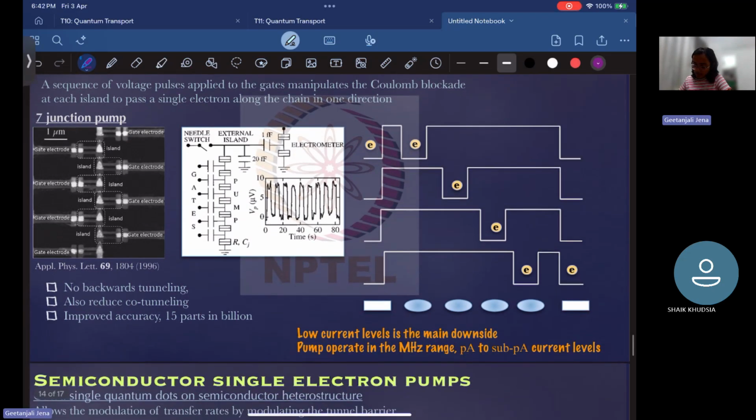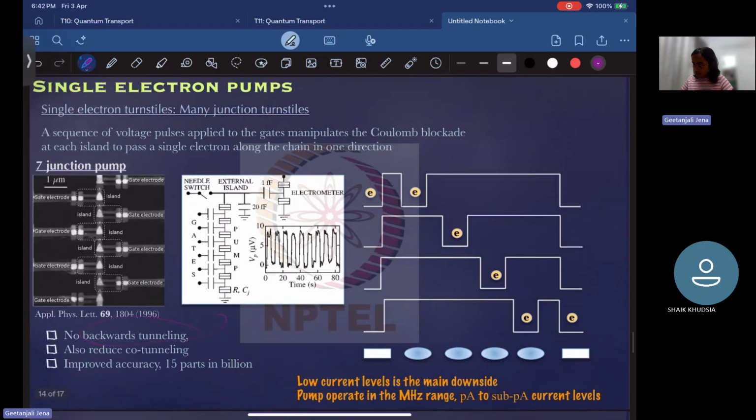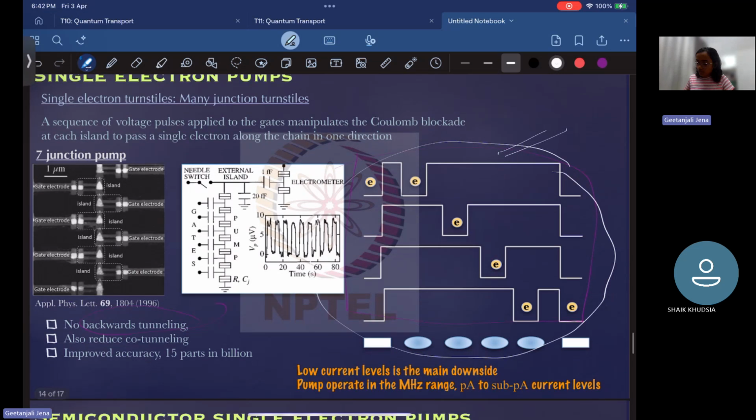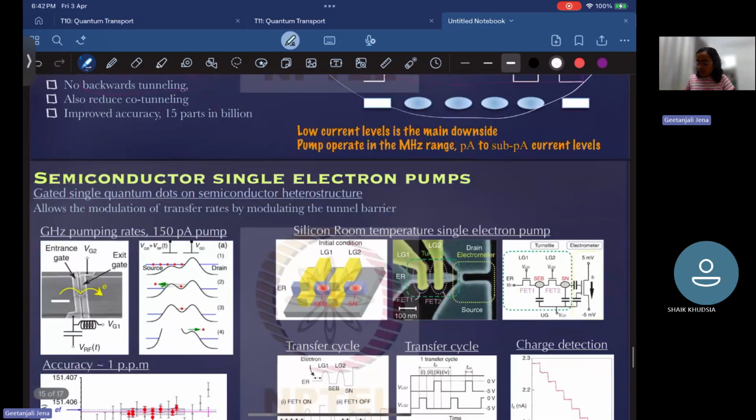So one of the issues is that there won't be any backward tunneling, and it's still possible to reduce the co-tunneling, and by increasing the number of islands, I will also see an improvement in the accuracy of the measurement. Okay, so I think I can skip this part. It's well explained in the lecture, or if you want me to cover it, let me know. So I'm just skipping this part.